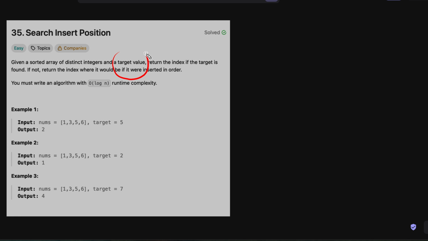If this target value is present in the array, we have to return its index. In case the target value does not exist in the array, we have to return an index at which this target value would have been present in case it existed.